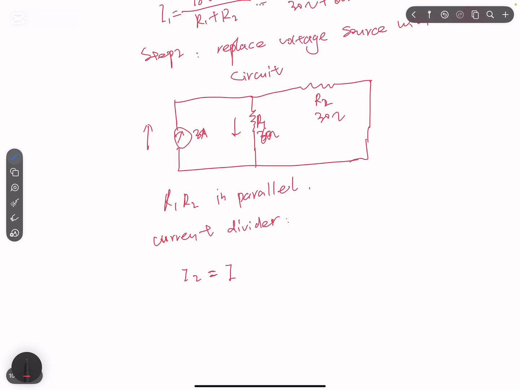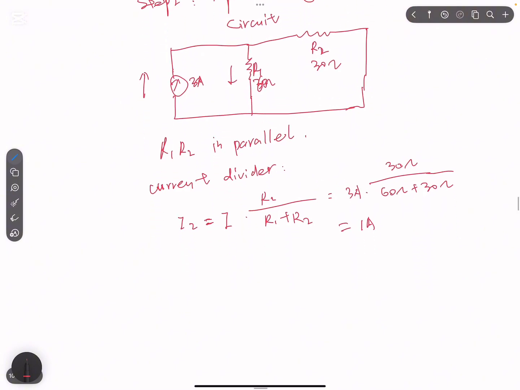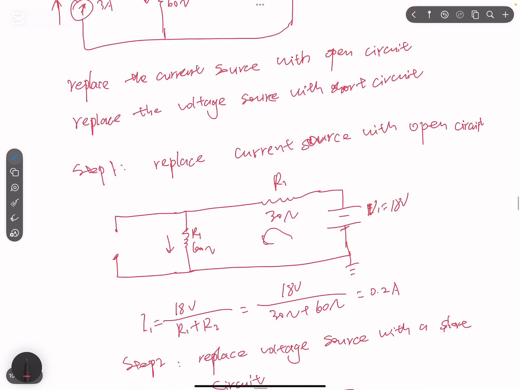So I2 will be equal to I times R2 divided by R1 plus R2. Then it will be 3 amps times 30 ohms divided by 60 ohms plus 30 ohms. That will give us 1 amp. So the total current I, since they go in the same direction, will be I1 plus I2 for the total. So that would be 0.2 amps plus 1 amp. That will give us 1.2 amps.